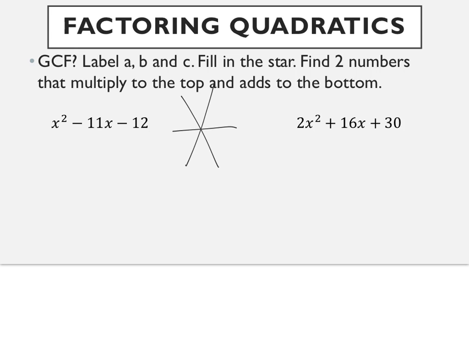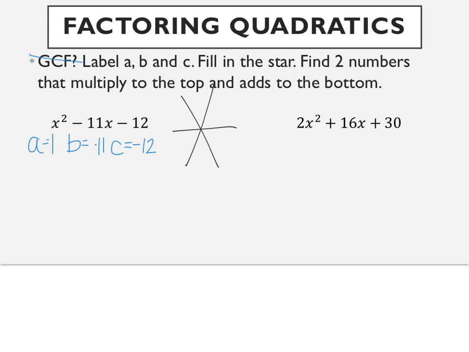So this next example is x squared minus 11x minus 12. Here, there's no GCF. There's nothing I can divide out of x squared, negative 11x, and negative 12. So I can skip that first step and go straight into just labeling A, B, and C. So A is 1, B is negative 11, and C is negative 12.